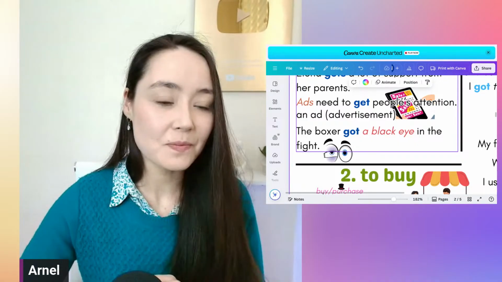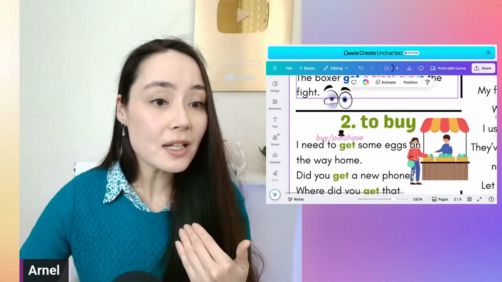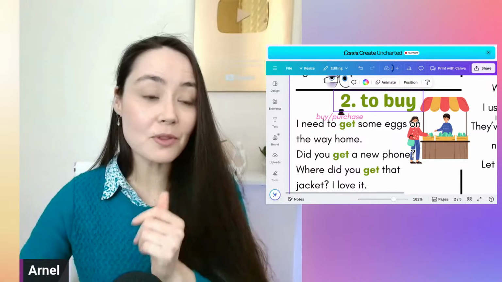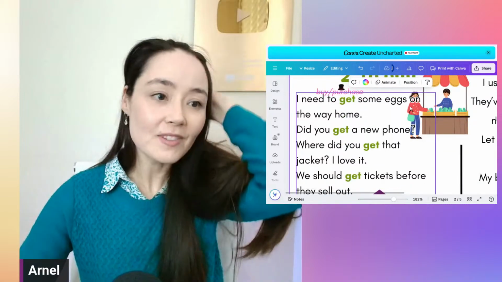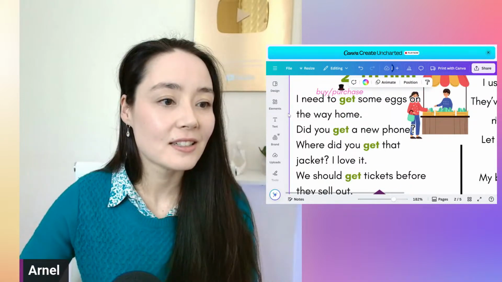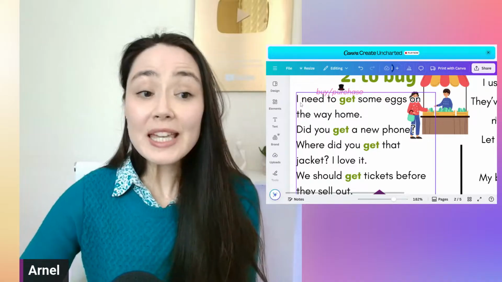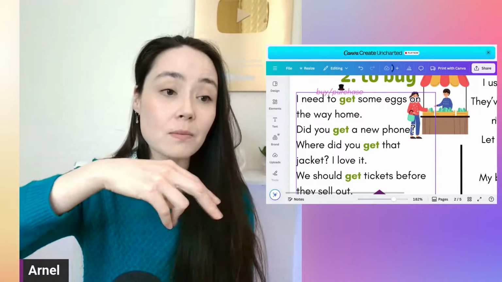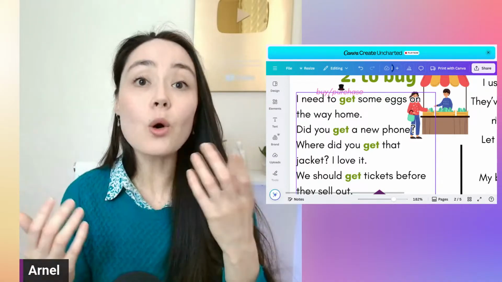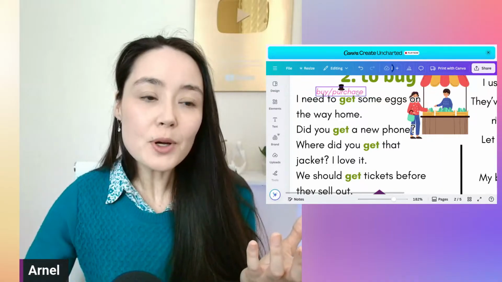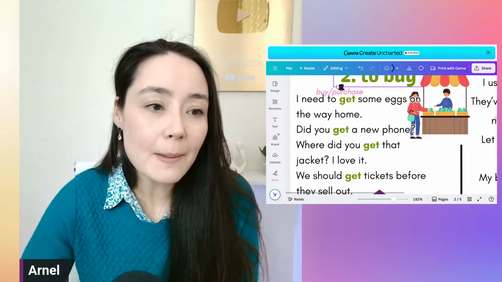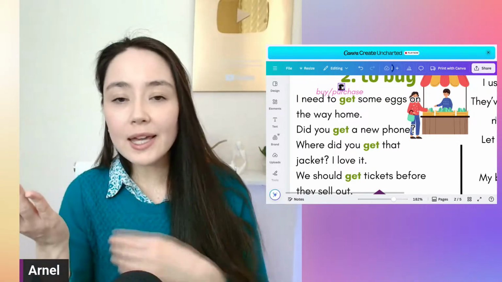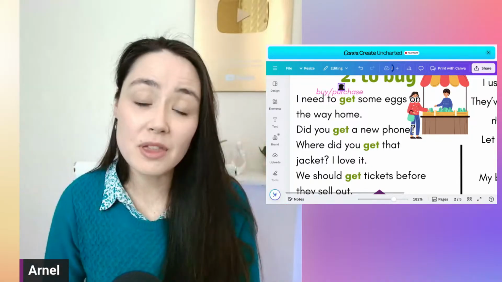Point number 2. Get can also mean buy. You buy something. Let's take a look. I need to get some eggs on the way home. Get can mean buy or purchase. Purchase is just more formal. You can see I put a little hat on it. Buy, purchase, same thing. Don't worry.